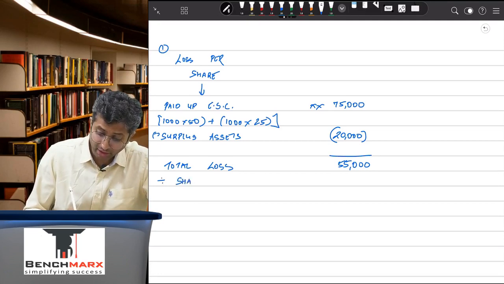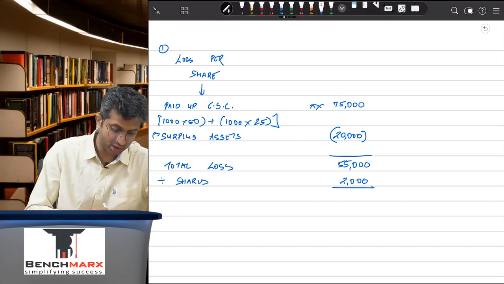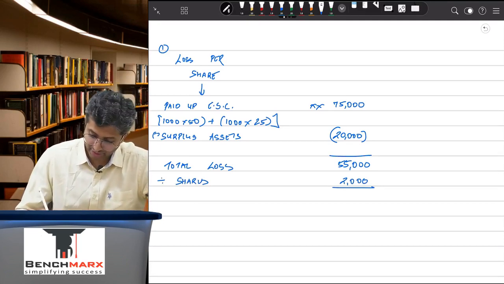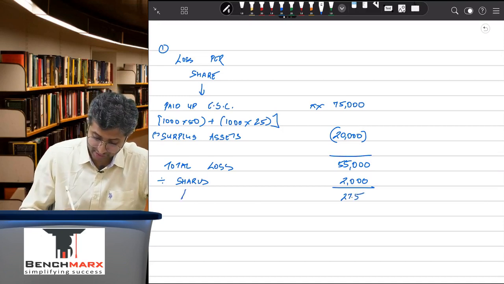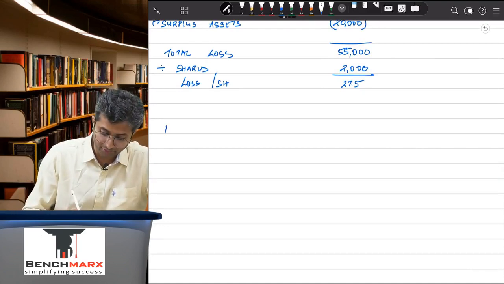You will divide this by the number of shares in order to find the loss per share, and the number of shares are 2000, and as a result, if I take 55,000 upon 2000, the loss per share is, I guess, 27.5. So this is a loss per share. Now if you want to find how much is a refund or how much is the call that is to be made from each shareholder, you will take the paid up value per share less the loss per share.